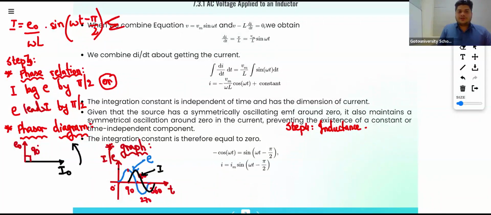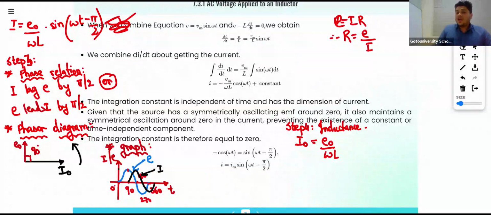See this equation. We have the standard formula I is equal to I naught sine omega t plus or minus phi. So can you conclude I naught is equal to E naught upon omega L? Yes, we can write that. And V is equal to IR, that means E is equal to IR, so R will be equal to E upon I. Always remember E upon I will be the ratio. So if omega L goes here and E naught upon I naught is here, this ratio will be termed as XL.